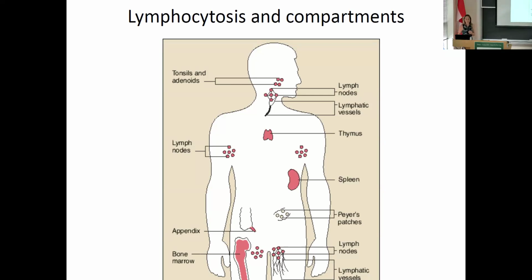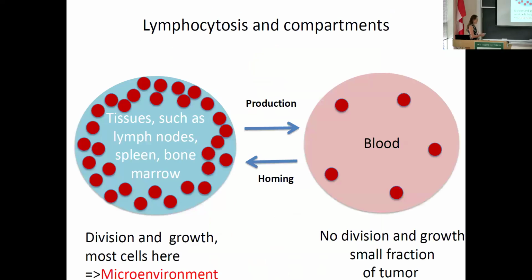So we have two compartments. One is tissues, such as lymph nodes, spleen, bone marrow, and blood. So it's a two-compartment model. Stem cells are here, and this is where blood tests are done. So we have production of cells here, migration to blood, homing when they go back.